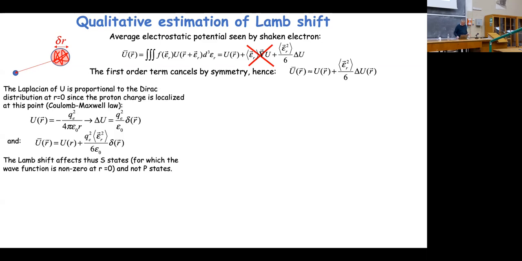So what you have indeed is that this perturbation is proportional to the charge distribution, and we know that the charge is centered at the nucleus. So the perturbation is proportional to delta of R, where delta is just a Dirac function, the delta function at R equals 0. And you understand now why S states are the only ones which are affected, because S states have a probability for the electron to be at the nucleus, while P states have a 0 probability. So in fact, because of this Laplacian, only the S states are being affected.